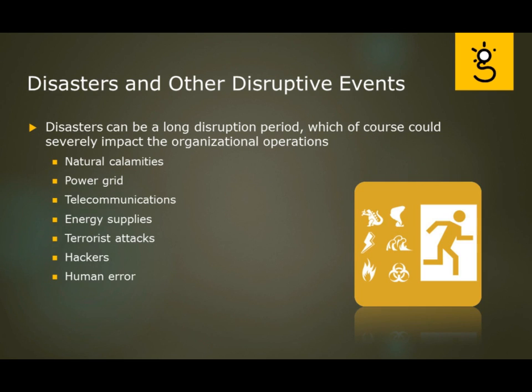Disasters are where we have long disruption periods which could severely impact the organizational operations. It could be natural calamities. We've recently seen some in the country of Japan. Power grid, as I've talked about, going out. And as I said, I've been victimized by two major power grid interruptions. Where I live in the Northwest, they had a power grid failure that took down Washington, Oregon, Idaho, California, Nevada, and Utah.